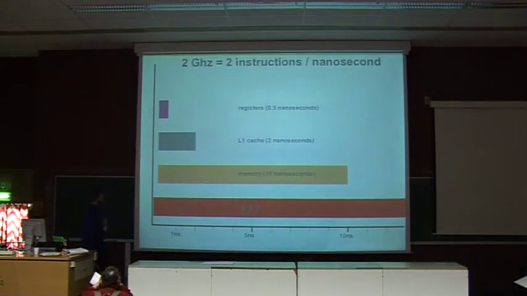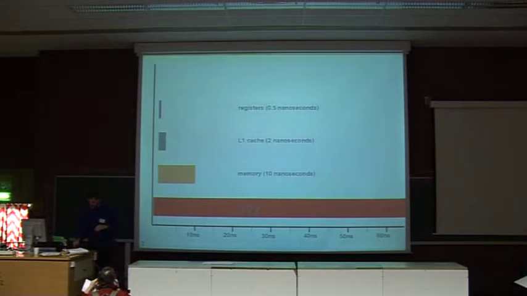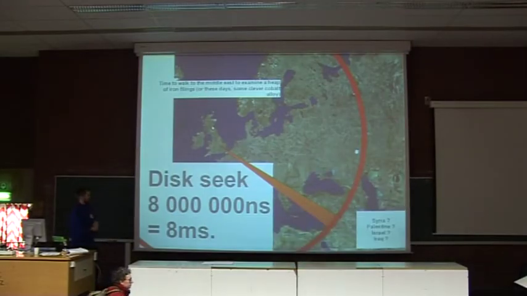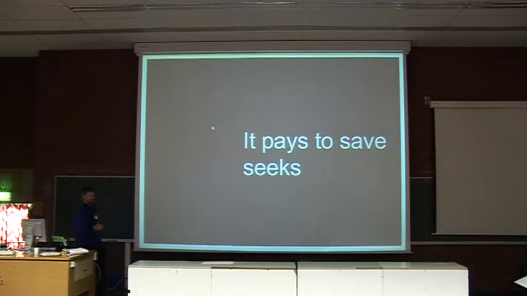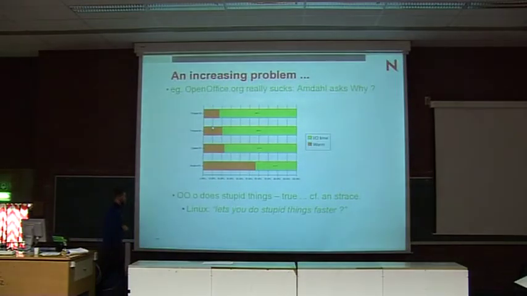Well, we have our registers in our CPU, and the numbers of course vary, but these are ballparks: maybe half a nanosecond, level one cache 2 nanoseconds, memory 10 nanoseconds. Well, it turns out we have to go to the Middle East to get data off the hard disk. The disk seek time is about 8 million nanoseconds, 8 milliseconds. And it doesn't change to go and scrape the data off. So it really pays to avoid seeks, where you have to fiddle around on the disk and try and get the data out of it.